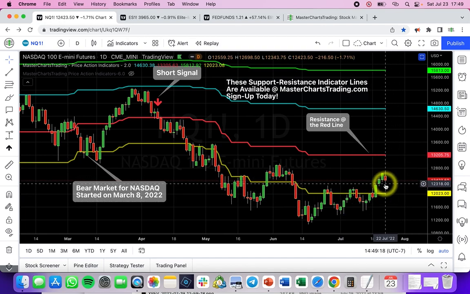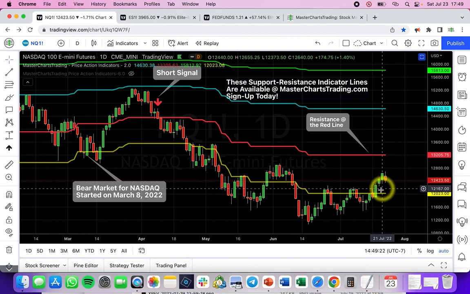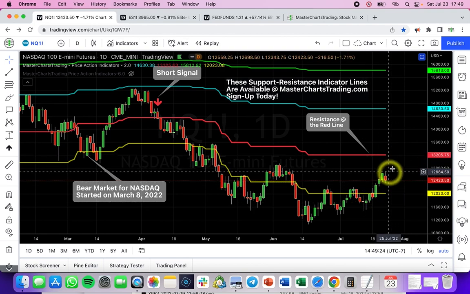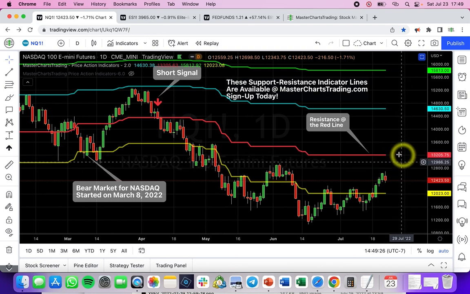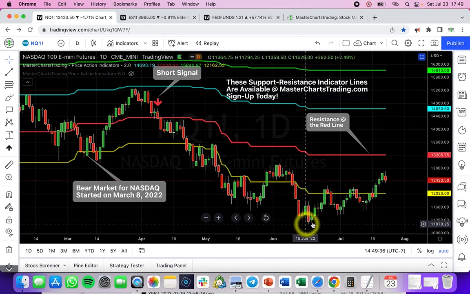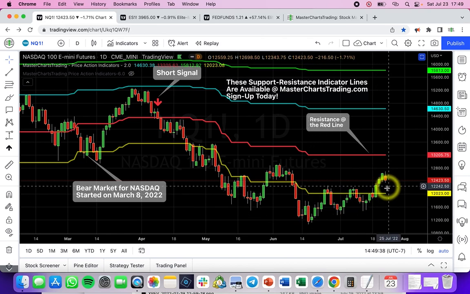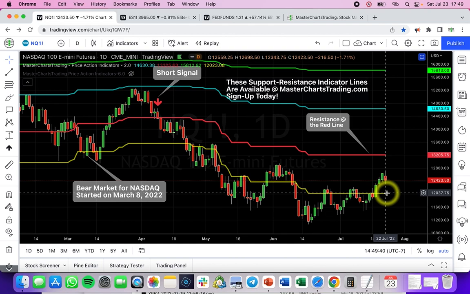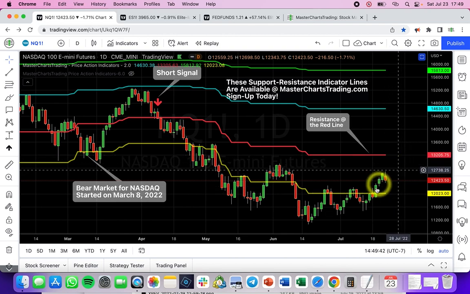Right this instant, not very much different from Dow Jones or S&P 500. We're waiting to see how far we can travel up. Potentially we'll get to the red line, potentially we will not. As of right now, on a short-term basis, from June till now, I'm somewhat optimistic about the market.